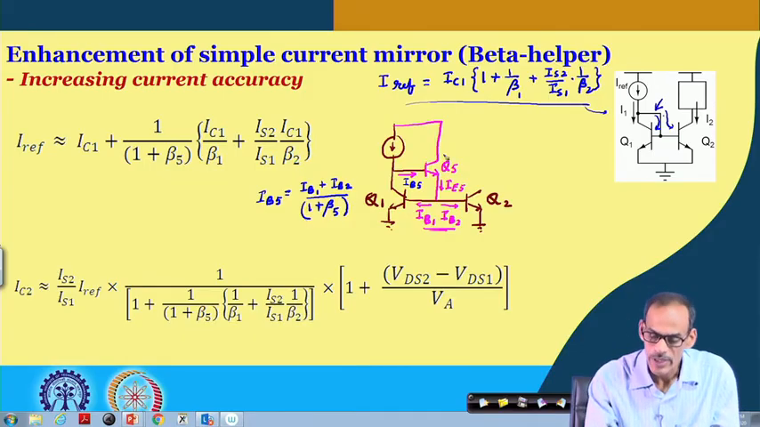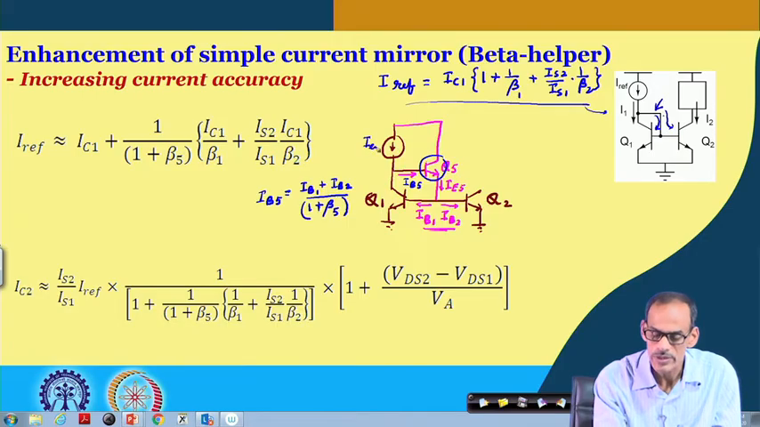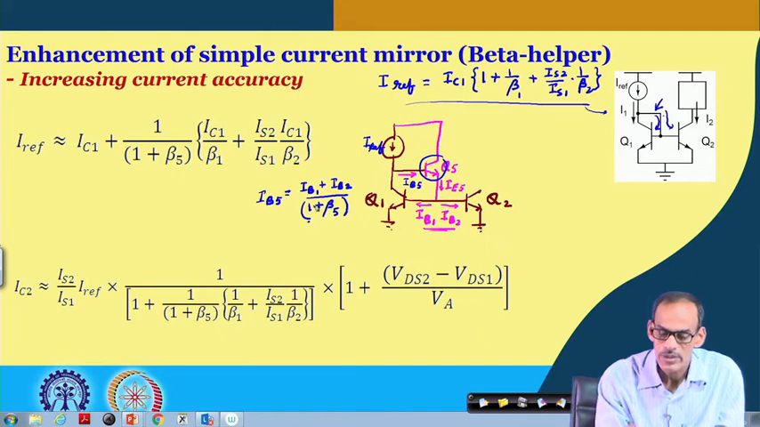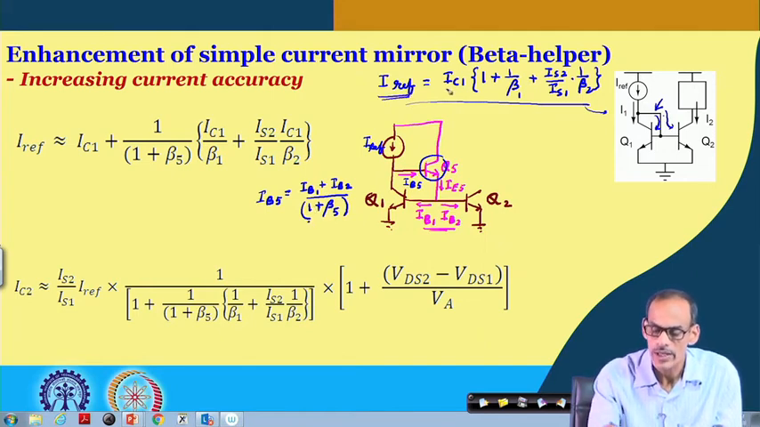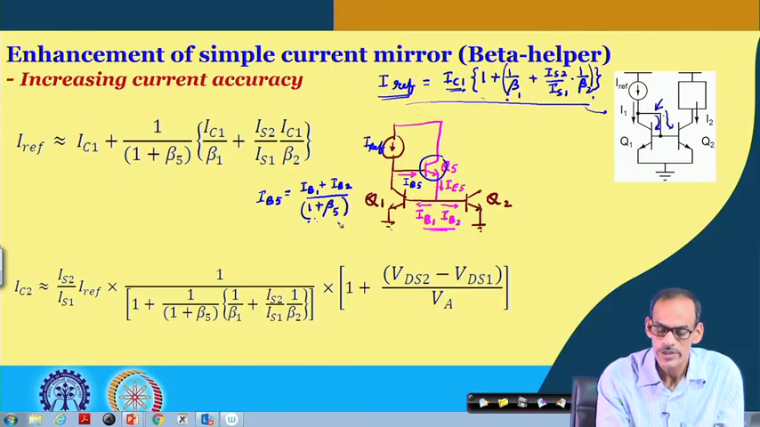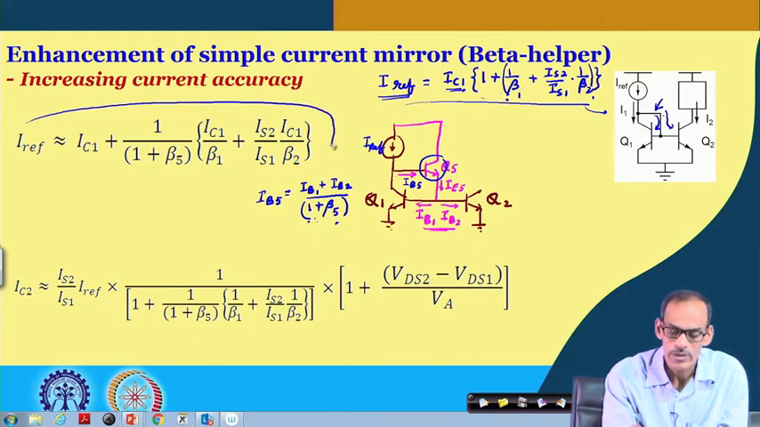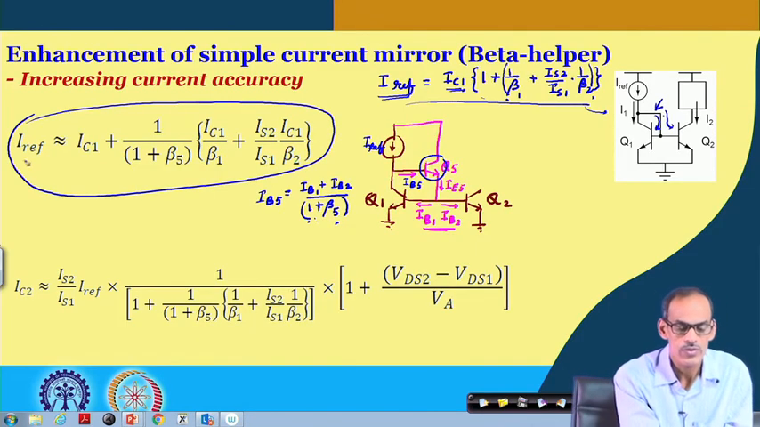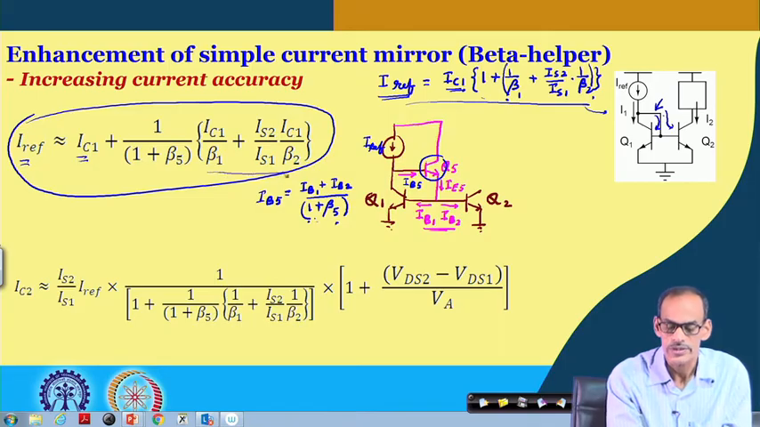So, we can say that by adding this extra transistor, the loss of this reference current is getting reduced by this factor. As a result, in the relationship between Iref and IC1, instead of this equation, you will get a factor of 1 plus beta 5. So, this is the corresponding relationship: Iref equals IC1 multiplied by this factor and then this part.